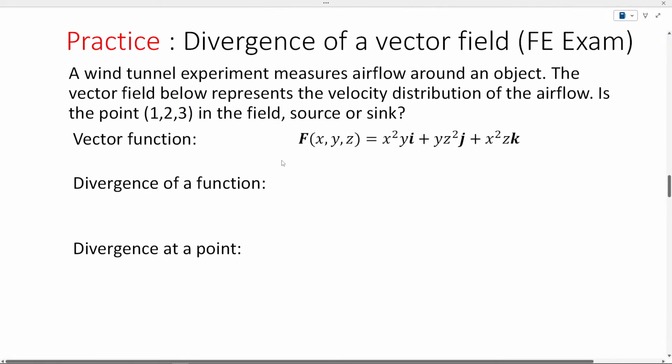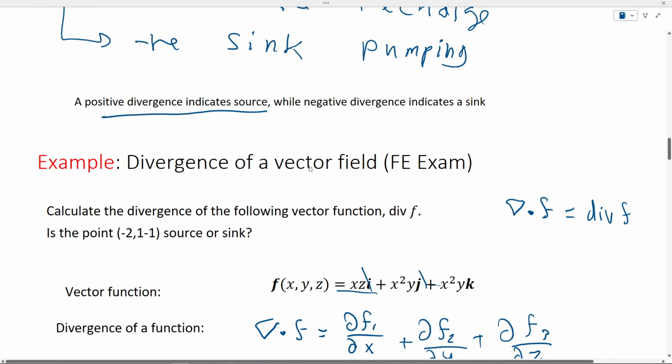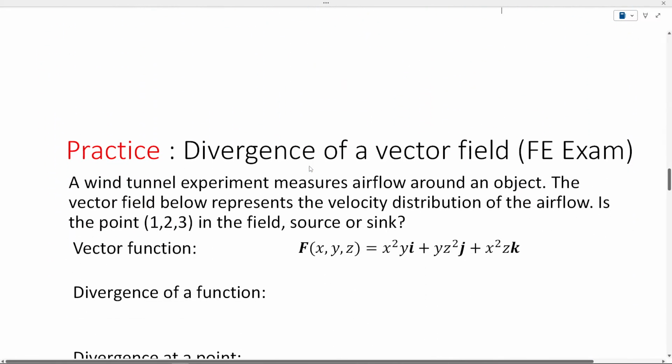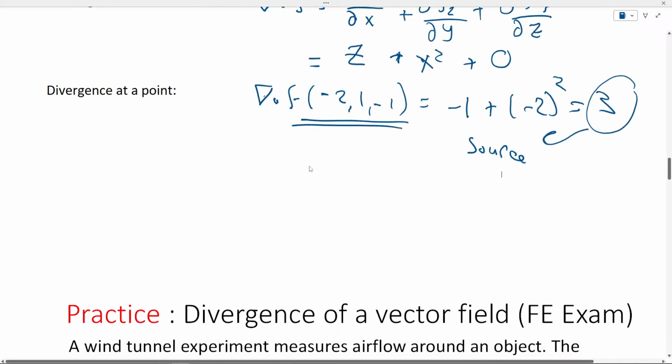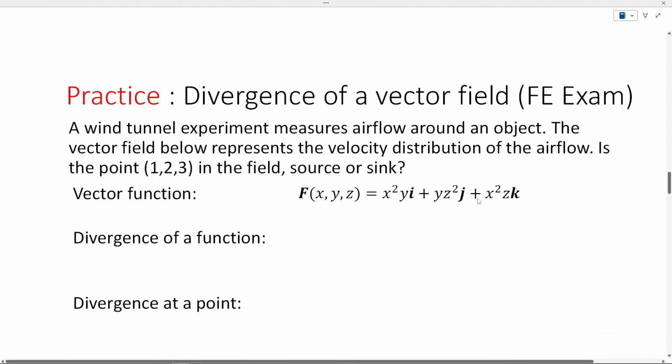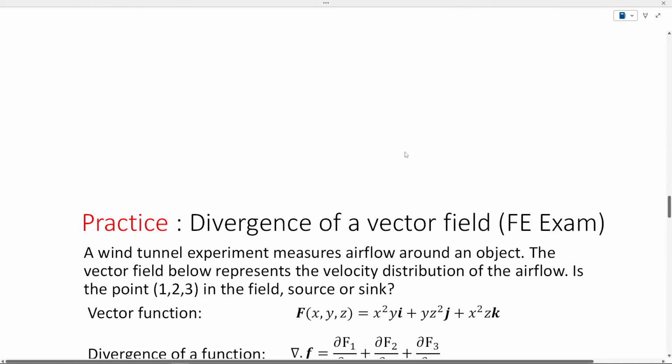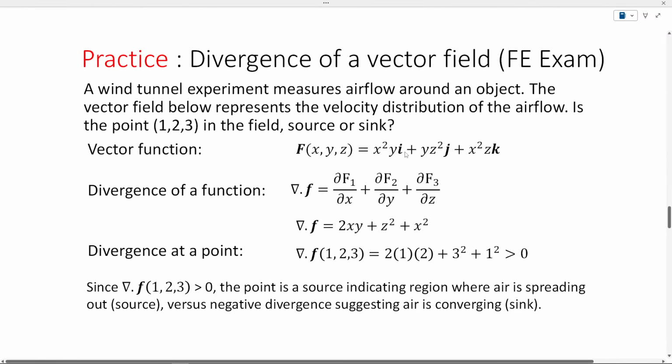Okay, so here is a practice problem. Try to do it. It's a different one, with a different point. So you find the divergence of the function, the divergence at a point, and then if it's positive, it's a source. If it's negative, then that is a sink. Try to solve it, and after you solve it, check your answer.